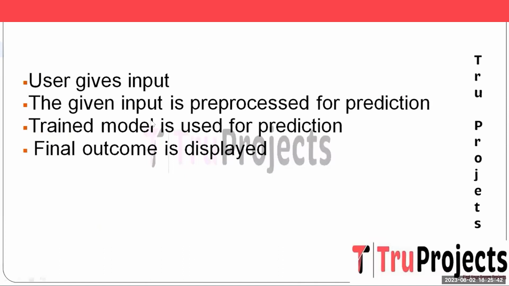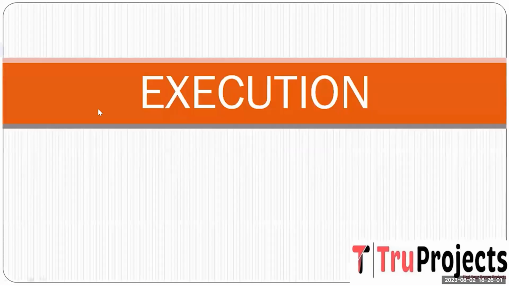And the next step is trained model is used for the prediction. Utilize the trained machine learning model to predict the presence of heart disease and classify the severity level based on the input. And the last one is final outcome is displayed. Showcase the prediction outcome to the user via the Flask web interface. And the execution of the project.